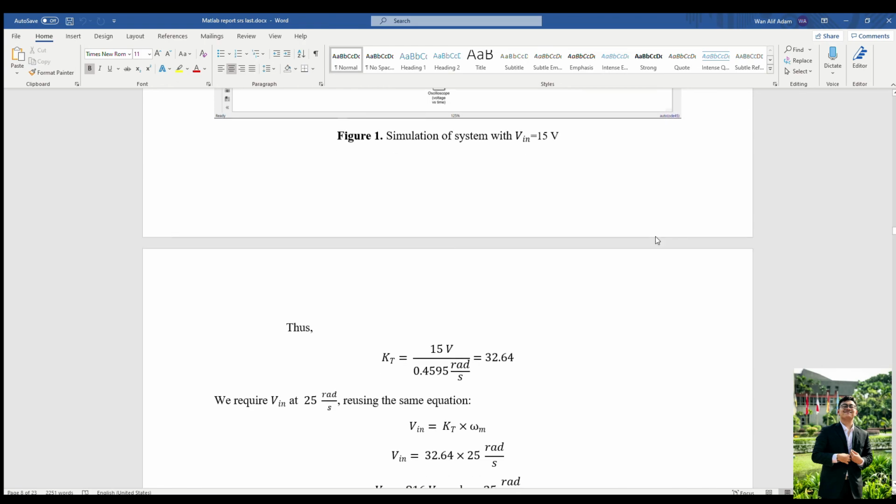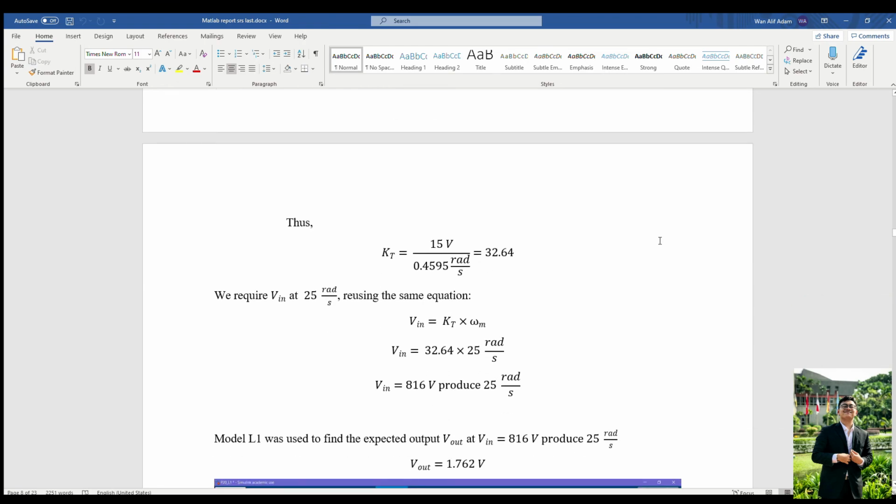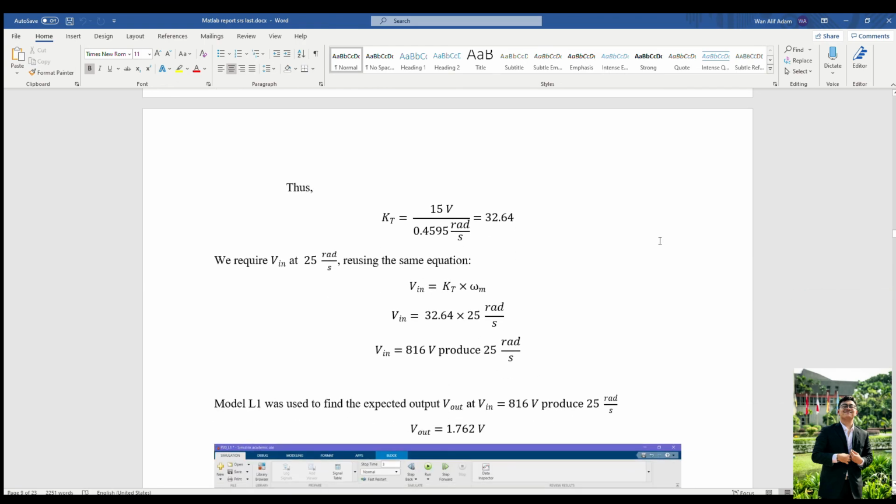Next we need to find the voltage input where it produces 25 radian per second. By using the same equation, we put in the KT and the angular velocity in order to find the voltage input in the simulation. Then we get the value of 816 for the voltage input.